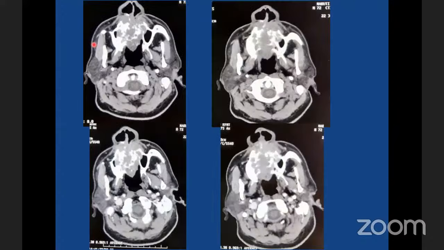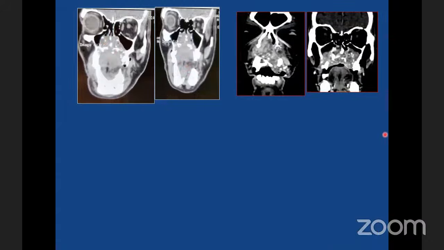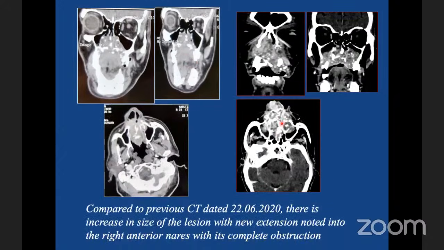The previous CT showed the lesion, but remember, there was no nasal component. Of course, the previous CT was from outside and they had not done an open mouth view. If you see the difference, this is the previous CT, this is the current CT. The open mouth view showed the intraoral component very well. The closed mouth cannot really appreciate it. Also, if you compare, there is growth of the lesion, with involvement of the anterior nares and complete obstruction of the anterior naris as well as the nasal cavity.